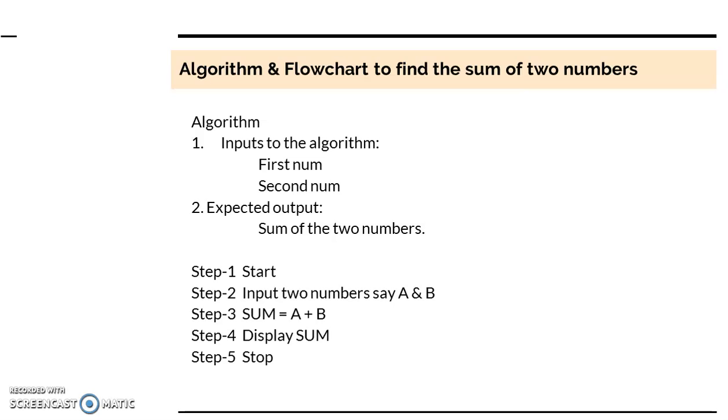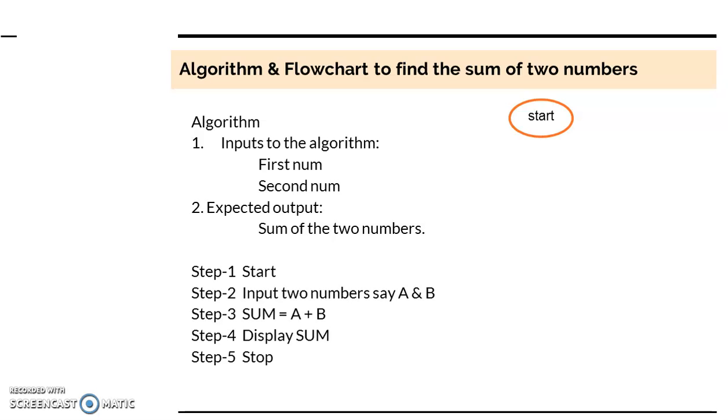So let's take another example to understand the flowchart. See guys, if you have some problem statement, then you must be aware of algorithm and flowchart. For every problem statement we can design an algorithm and even a flowchart. So let's understand the algorithm and flowchart to find the sum of two variables. Our input is the first number and the second number. These are our inputs that need to be added, and our expected output is the sum of the two numbers.